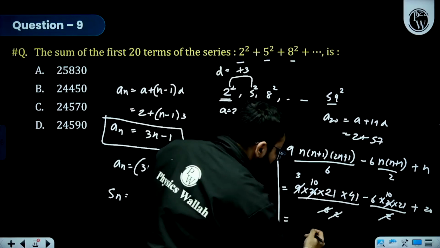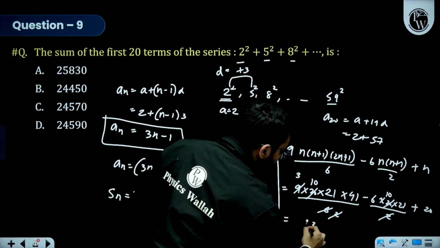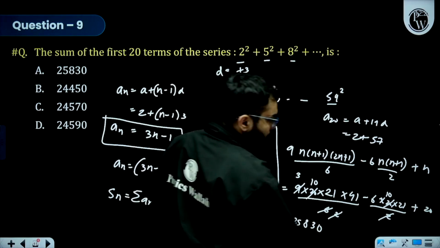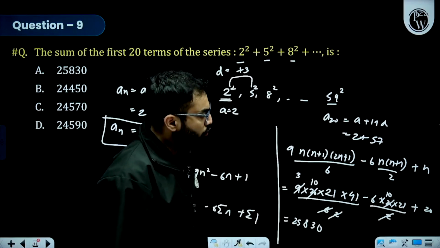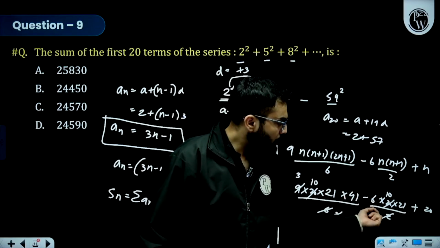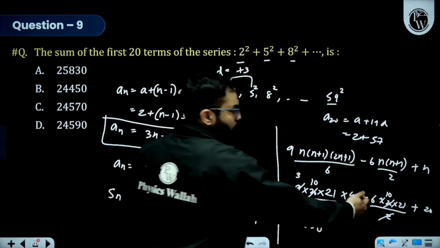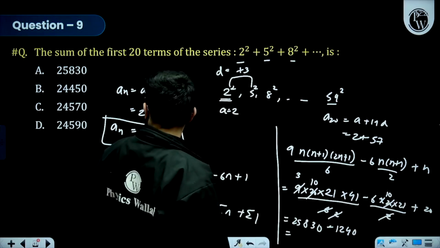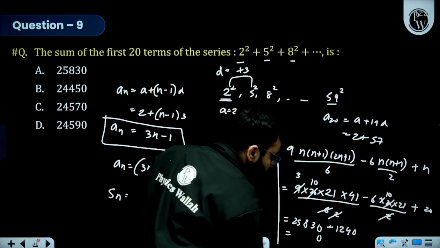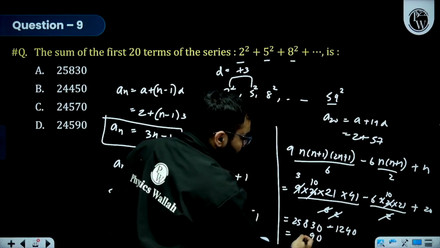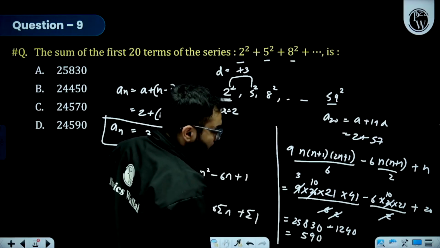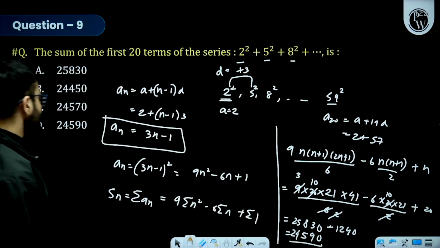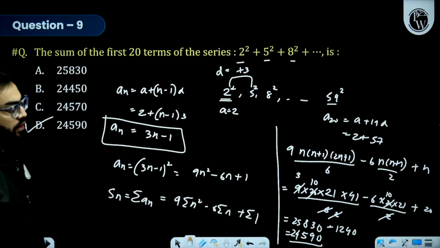861 into 3 is going to be 2583, 3 sixes are 18, 2583 0 as the product, and 6 times 21 is 126, and 1260 with a minus sign. So minus 1260 plus 20 is going to be minus 1240. If we solve it even further, 0 minus 0 is 0, 13 minus 4 is 9, 7 minus 2 is 5, and 5 minus 1 is 4. 24590 is coming out as the answer, which is option D. Hence D becomes the final answer.